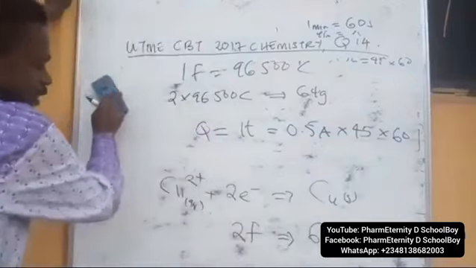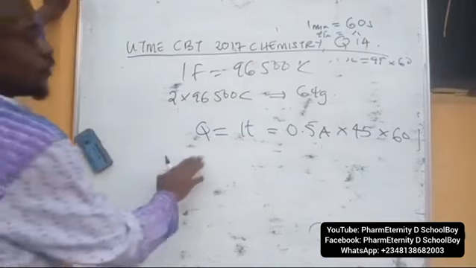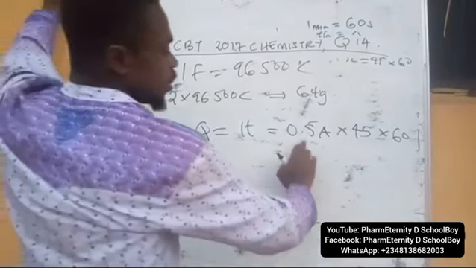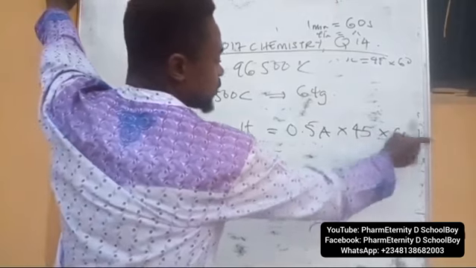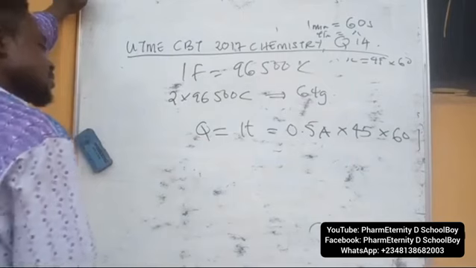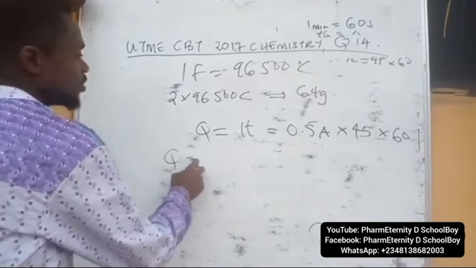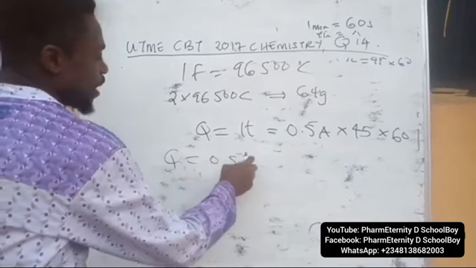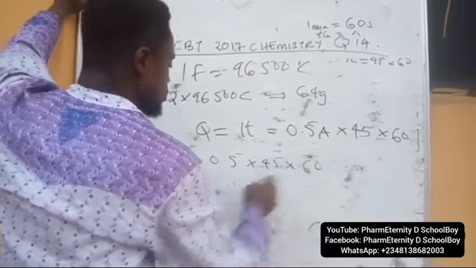Now let me clean down again. So the quantity of electricity is 0.5 ampere times 45 minutes, which is 45 times 60 seconds. So at the end, the quantity of electricity here is equal to 0.5 times 45 times 60 coulomb.